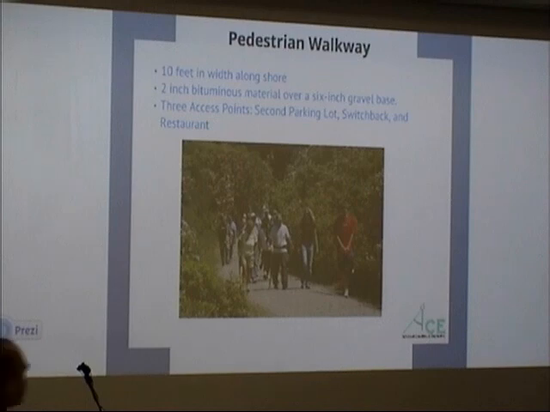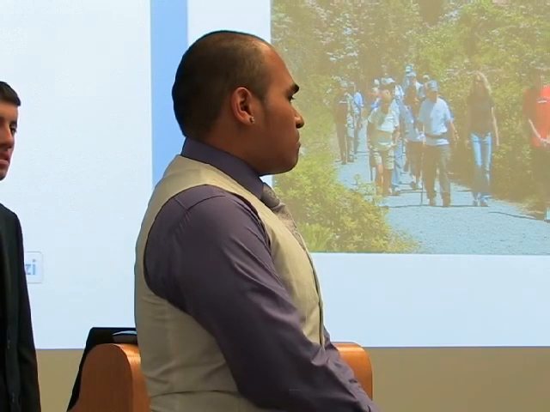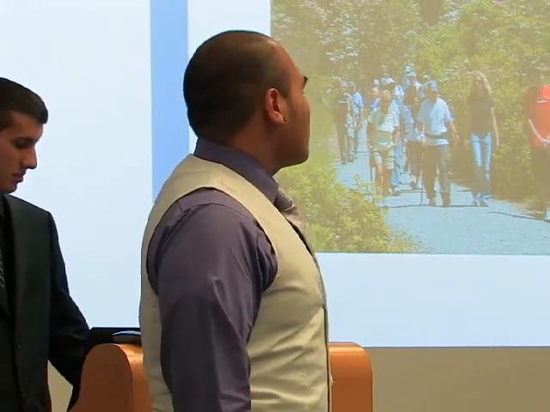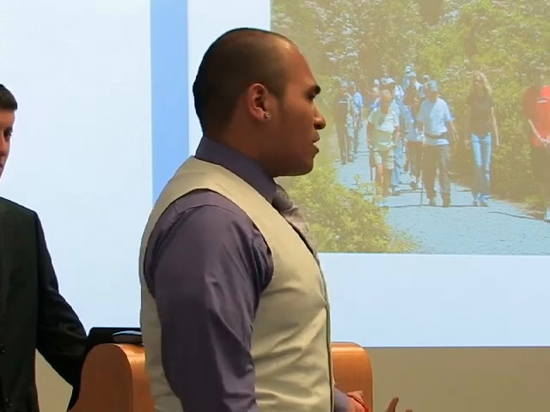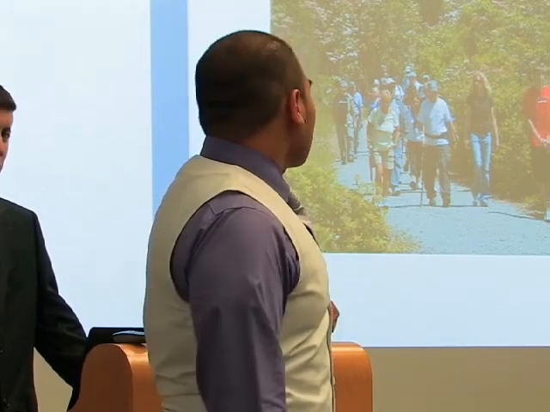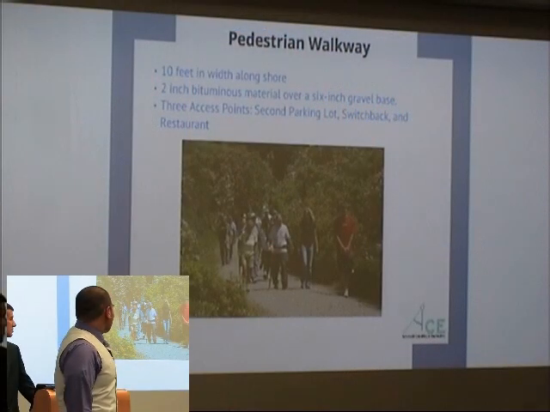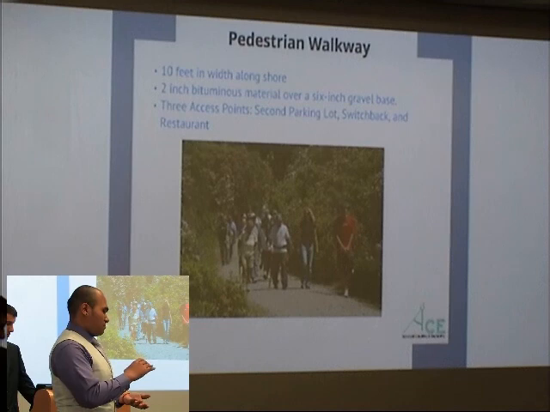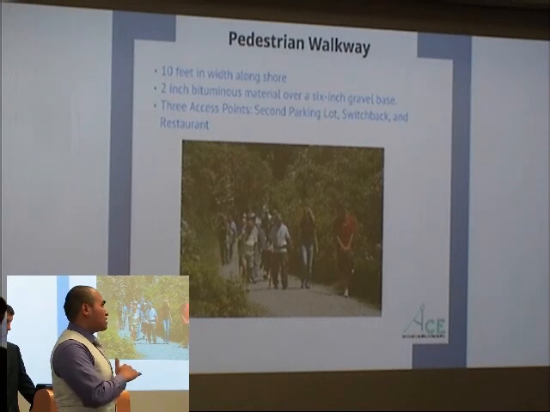So after considering structural design, according to our client, this site will also be used for recreational and outdoor use. So we considered a pedestrian walkway. It should be 10 feet in width, and the soil surface should be 2 inch material, then compacted over 6 inches of gravel.